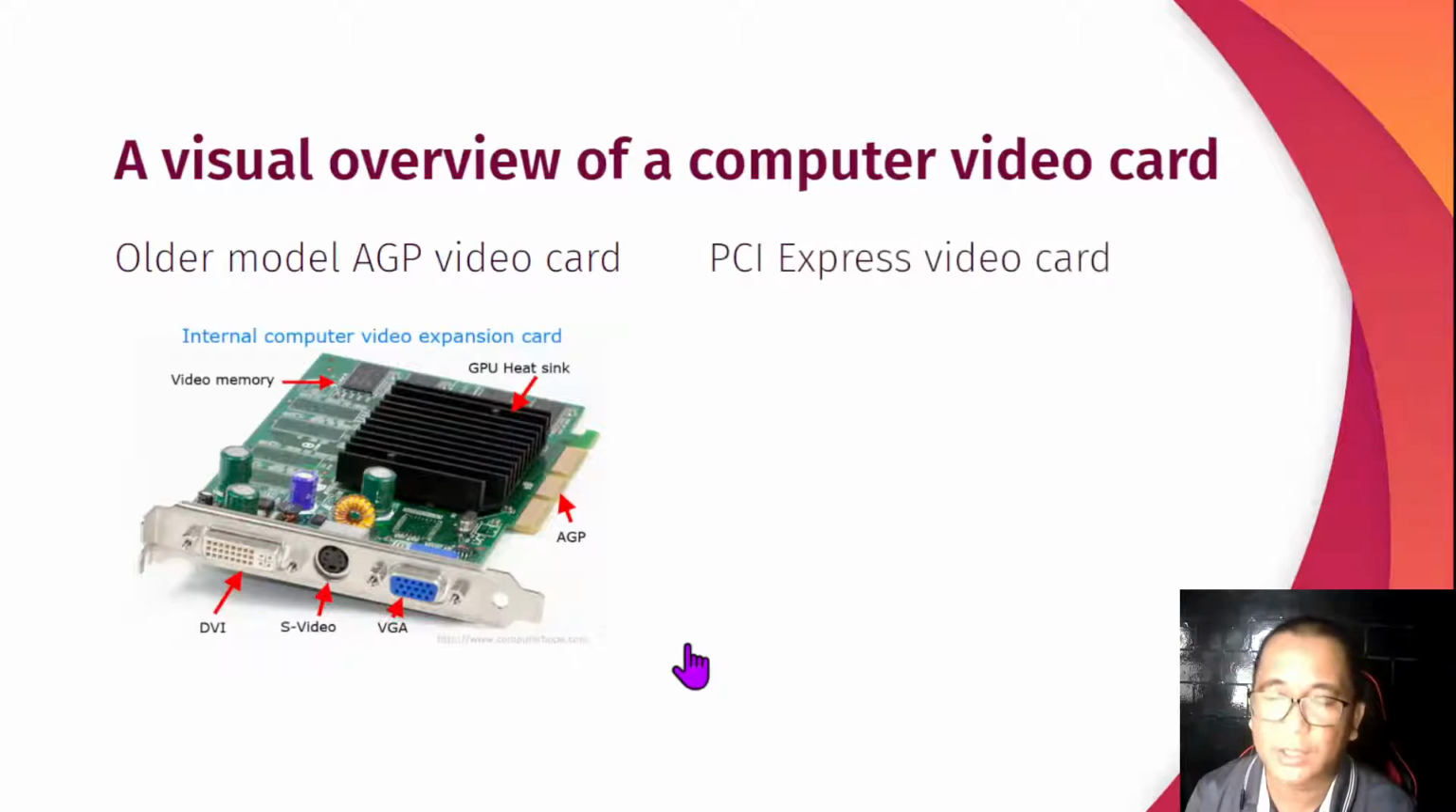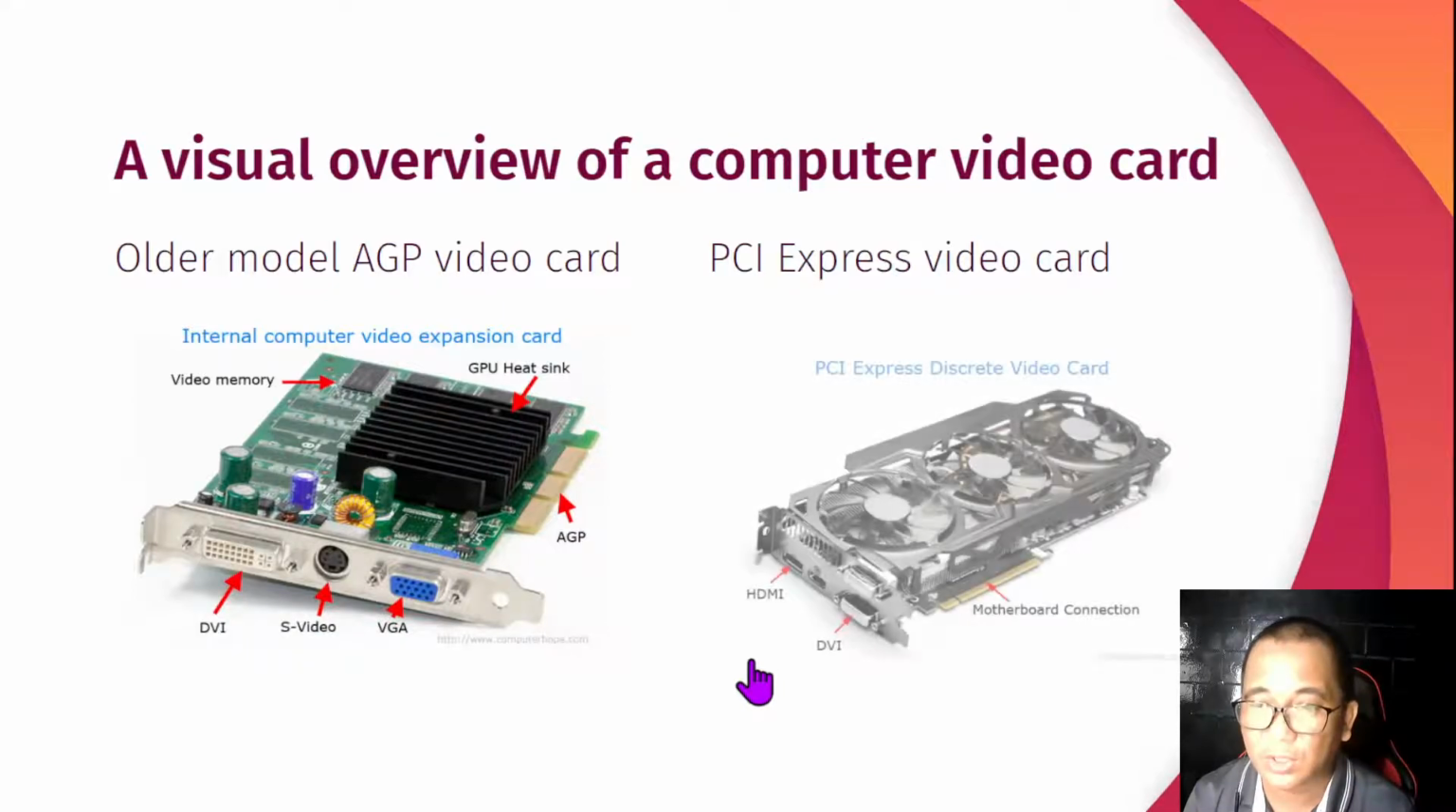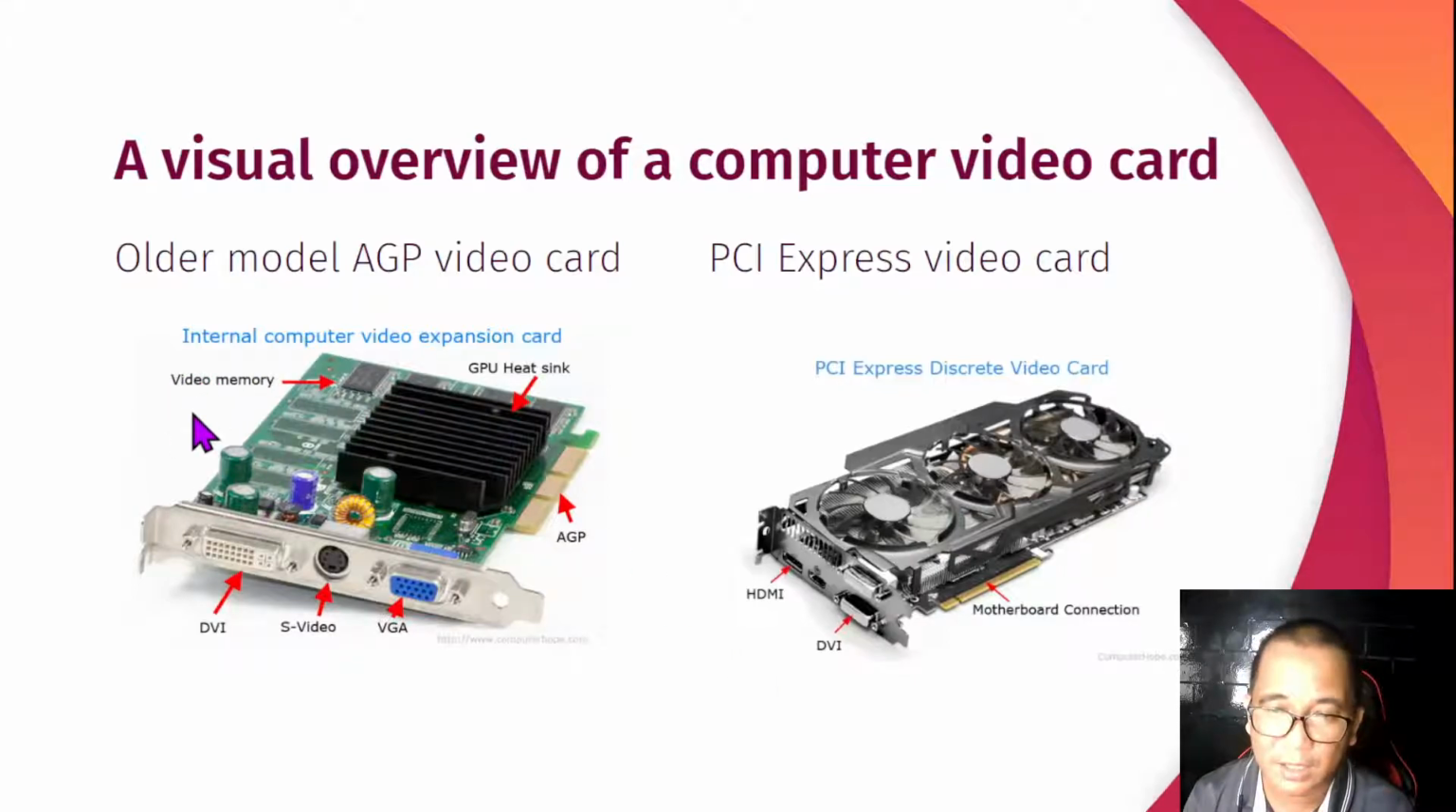But now we have what we call a PCIe video card, or PCI Express video card. This one has much higher capacity. If we look at the output, on the older model we have DVI and VGA. But on our PCI Express video card, usually HDMI and DVI, the higher capacity video outputs.